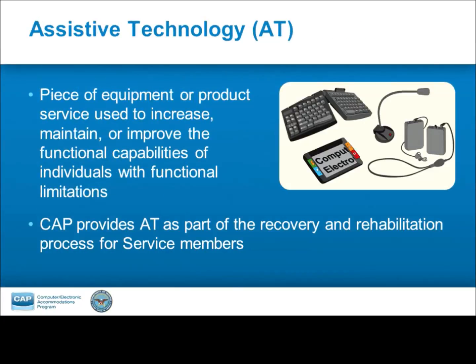Now, before getting into the details of the instruction and how CAP operates, let's take a moment to ensure everyone has the same baseline information about assistive technology. Now, assistive technology, or AT, is defined as any item, piece of equipment, or product system which is used to increase, maintain, or improve the functional capabilities of individuals with functional limitations. Now, CAP's role is to provide AT as part of the recovery and rehabilitation process for service members.